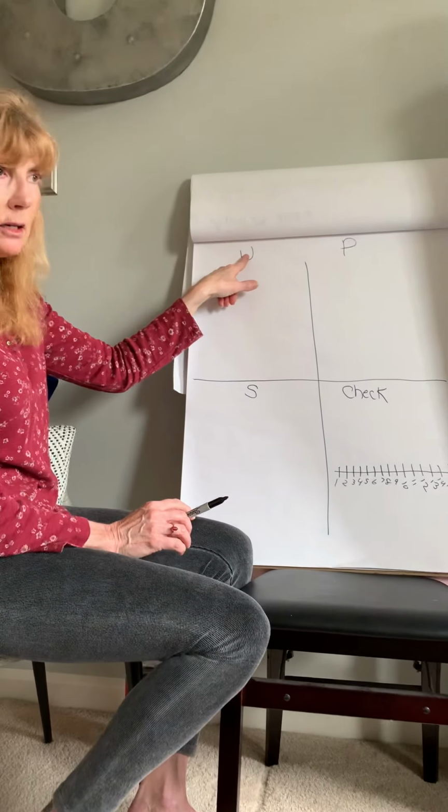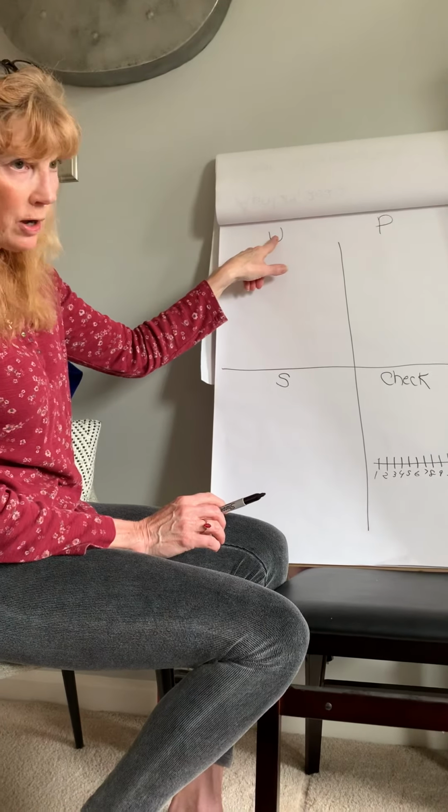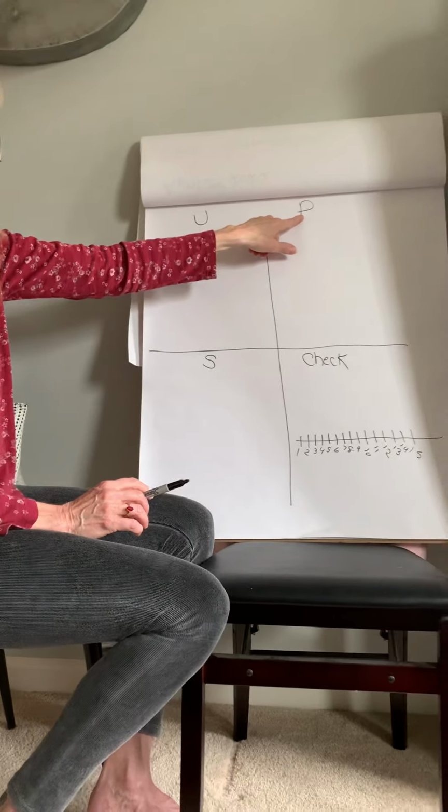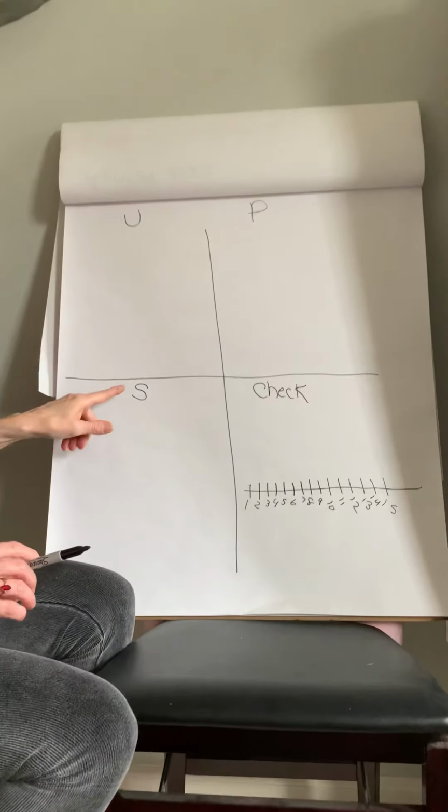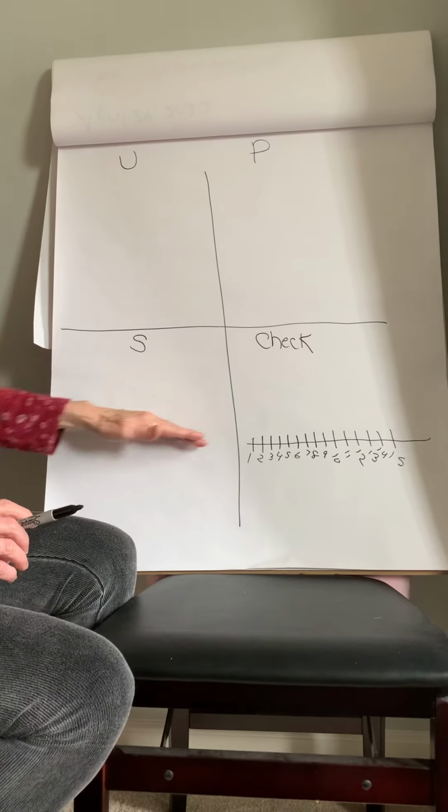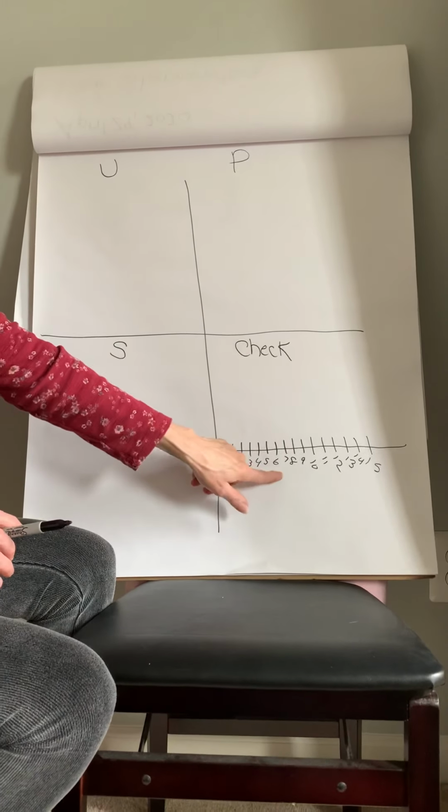Understand, that means get the information, get the 411. Plan how you're gonna solve the equation or the problem. Okay, solve it. This is where your equation goes, and then we're gonna check it with our number line.